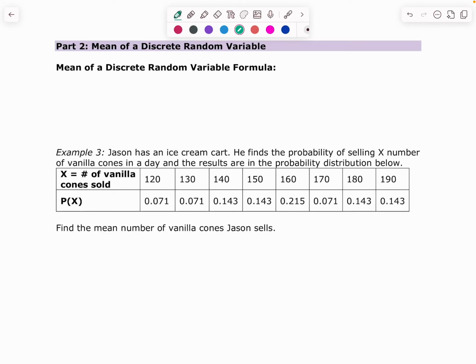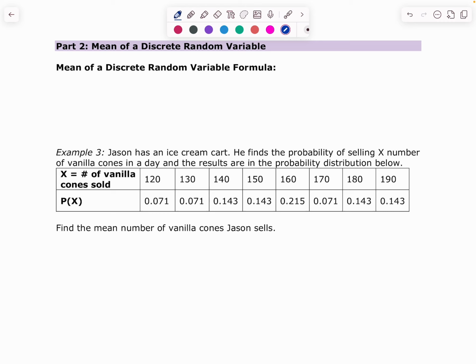Now that we've been introduced to a discrete random variable, we're going to look at how to calculate the mean. That's one of the advantages of discrete random variables, everything is in terms of numbers again. So we can calculate the mean of the random variable that we're looking at.